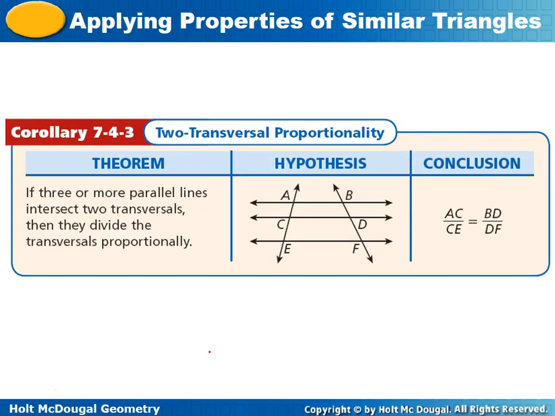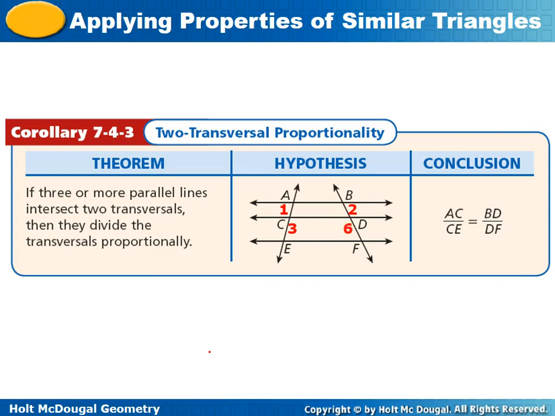All right, our next one is the two transversal proportionality. This time it says if 3 or more parallel lines intersect two transversals, then they divide the transversals proportionally. So let's see what this one looks like. If I tell you that AC is 1 and CE is 3, and I tell you that BD is 2, then you should very quickly be able to see that DF should be 6.